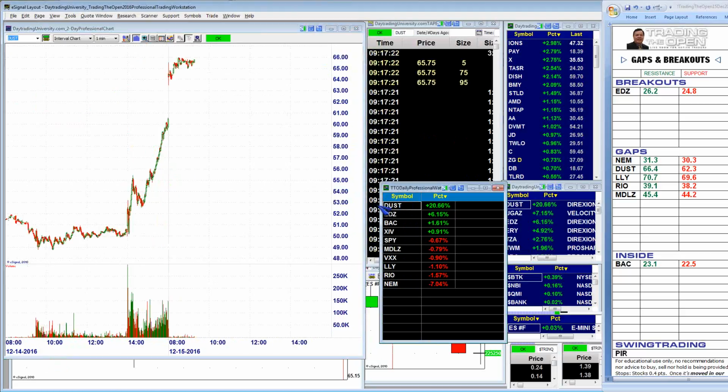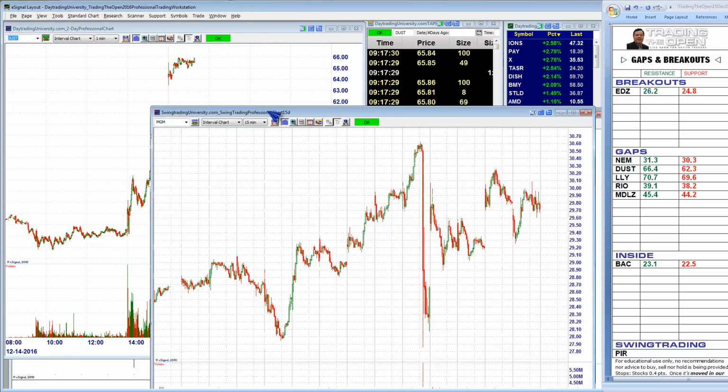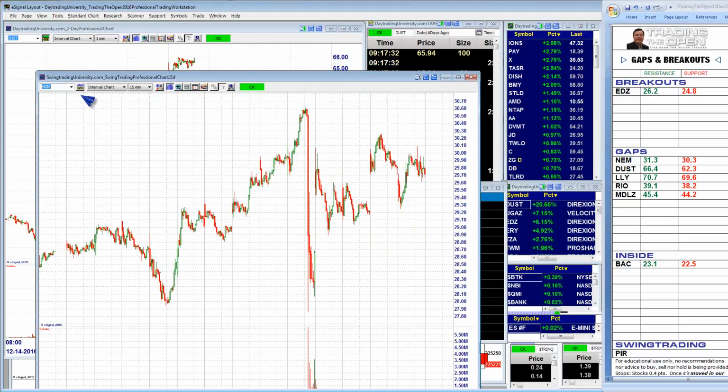Leading the way up, we've got DUST. I'm currently long this in my Fidelity Swing account. I'm scaling. I put in a buy stop order to get back in. I had sold the 56 high or whatever earlier. I'm also in DUST or MGM.